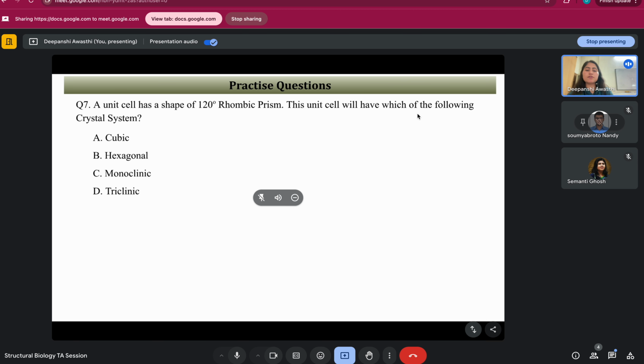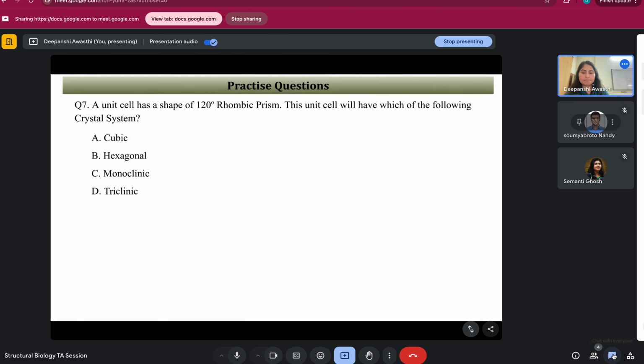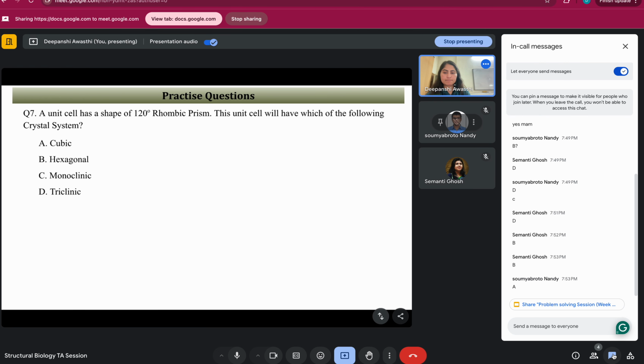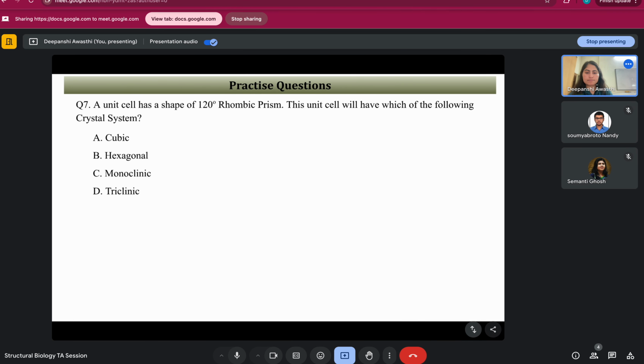Now the next question is: a unit cell has the shape of a 120-degree rhombic prism. The unit cell will have which of the following crystal systems? Option A, cubic; option B, hexagonal; option C, monoclinic; and option D, triclinic. This question is, I guess, quite difficult.